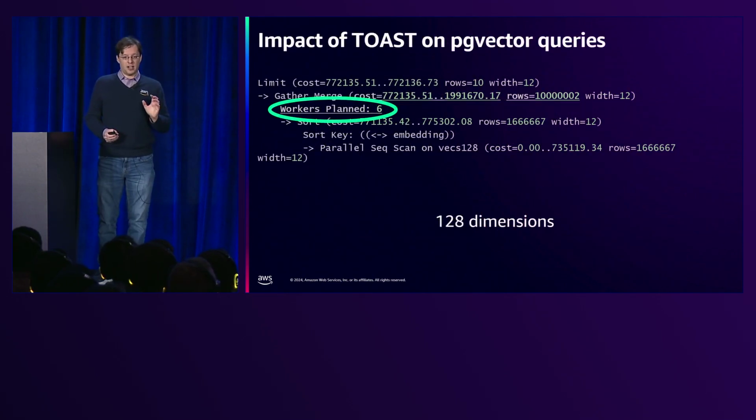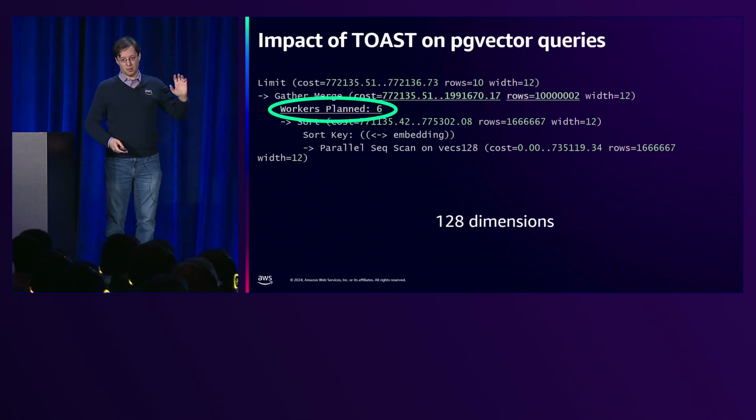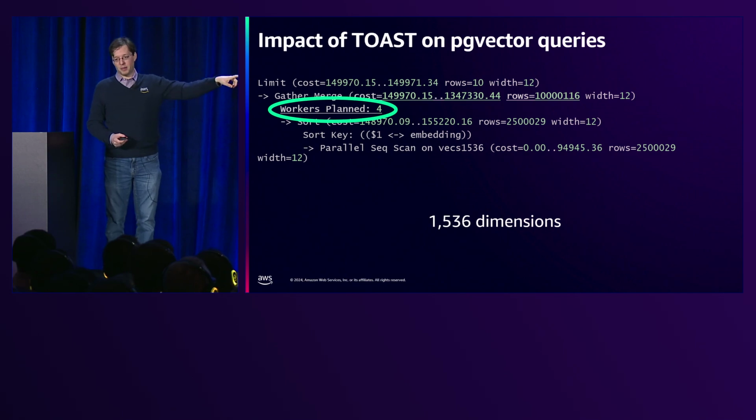Now, this also has an effect on query planning. And again, we're going to look at exact nearest neighbors. So here's a query plan, 10 million of 120 dimensional vectors. And we can see that we get 6 parallel workers. Cool. Here's that same query plan for 1,500 dimensions. And we can see we get 4 parallel workers. Why is that less? It should be more. These are larger vectors. It's going to take more computation time, and it's also more data, too.